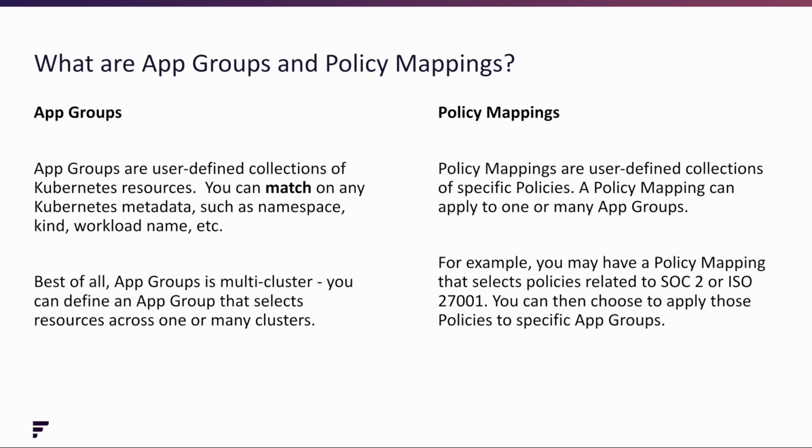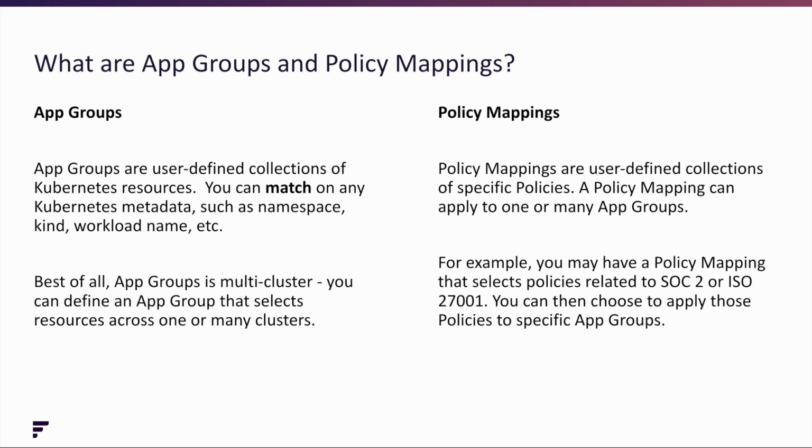For example, you could have an app group called kube-system that really just selects on the kube-system namespace, and you can choose to set that group to match across all your clusters set up in Insights, or just one cluster, it's up to you. Policy mappings are similar, except they are user-defined collections of specific policies.